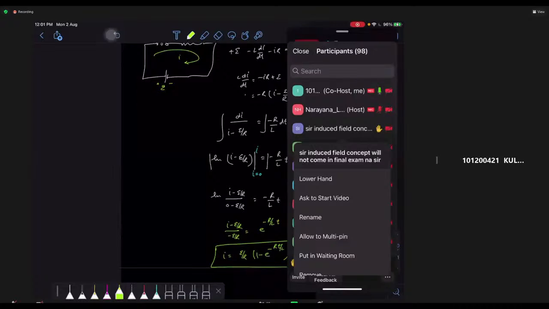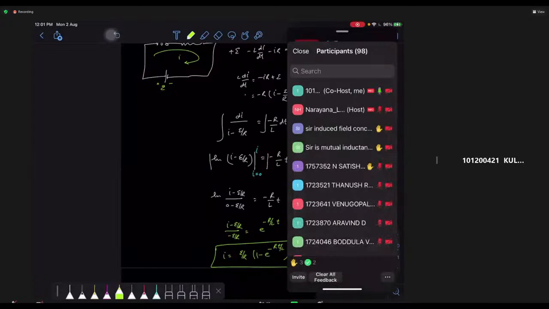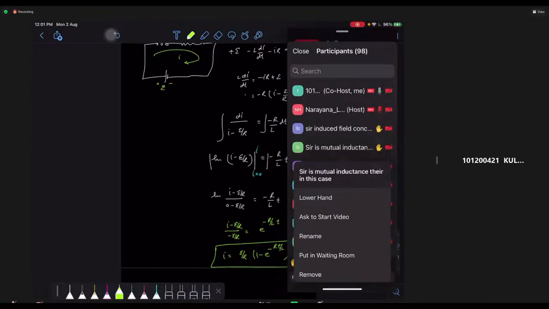Induced electric field, it is not in the NCERT, right? It is not in the NCERT.